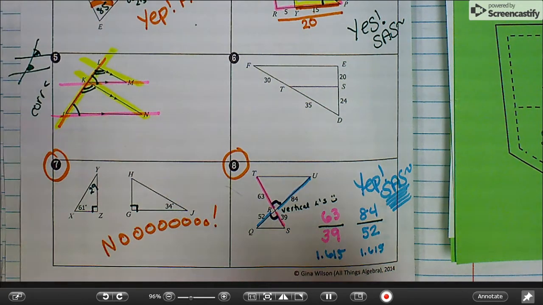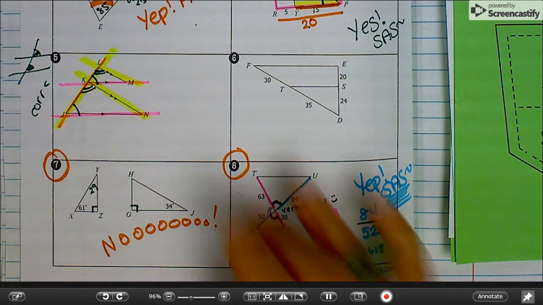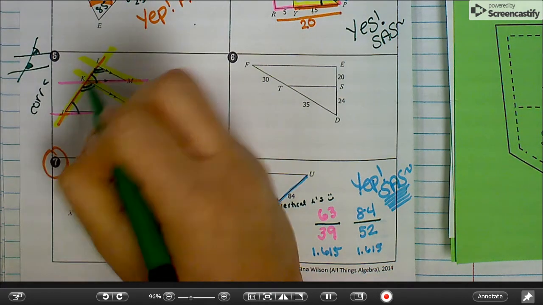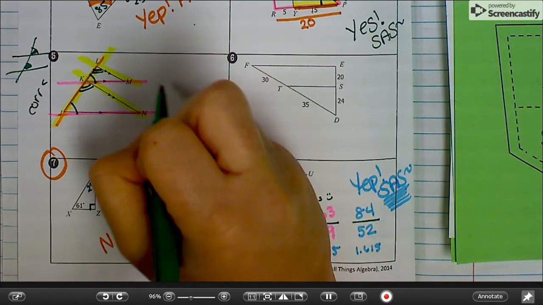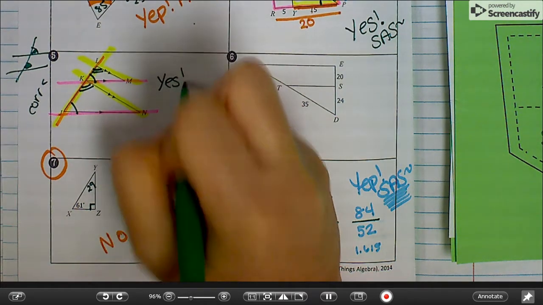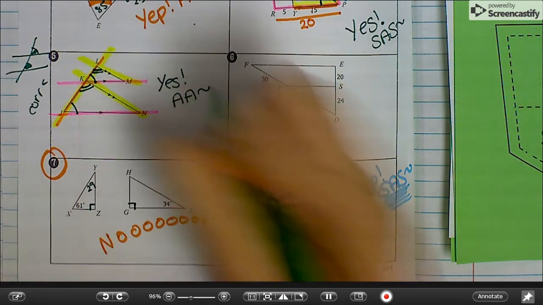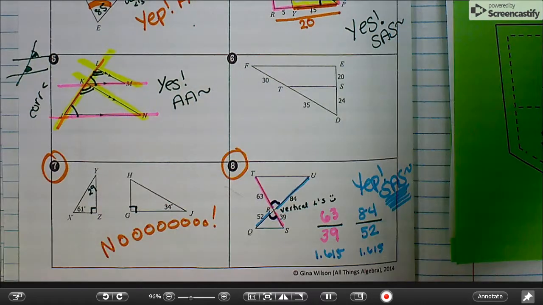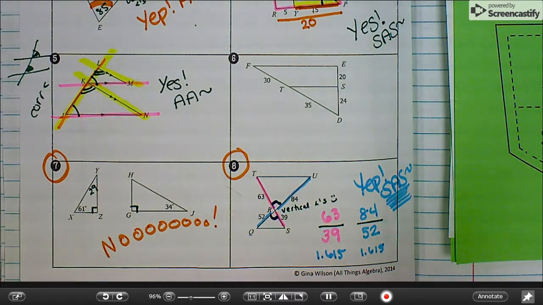Hopefully that makes sense. If not, watch that really slowly. This is a very popular kind of problem. Now we have 2 pairs of corresponding angles in the triangles. So yes, these are similar by angle-angle similarity. All right, I want you to try number 6. Pause the video now and then go back and check to see if you did it right. Okay, go.